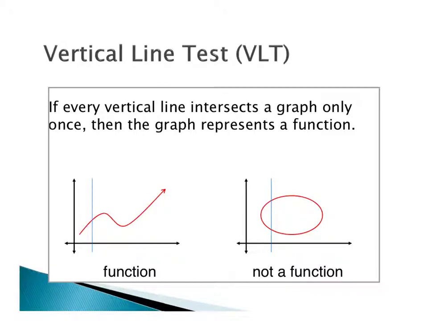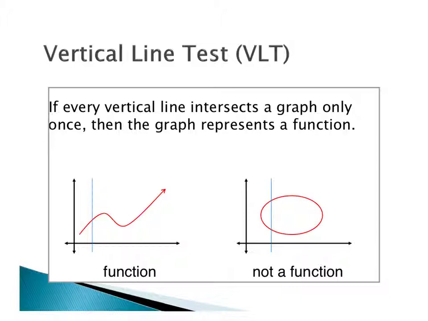We have what's called a vertical line test. Now, a vertical line test can tell us whether or not a graph represents a function. Now, this is very important up here. If every vertical line intersects a graph only once, then the graph represents a function.